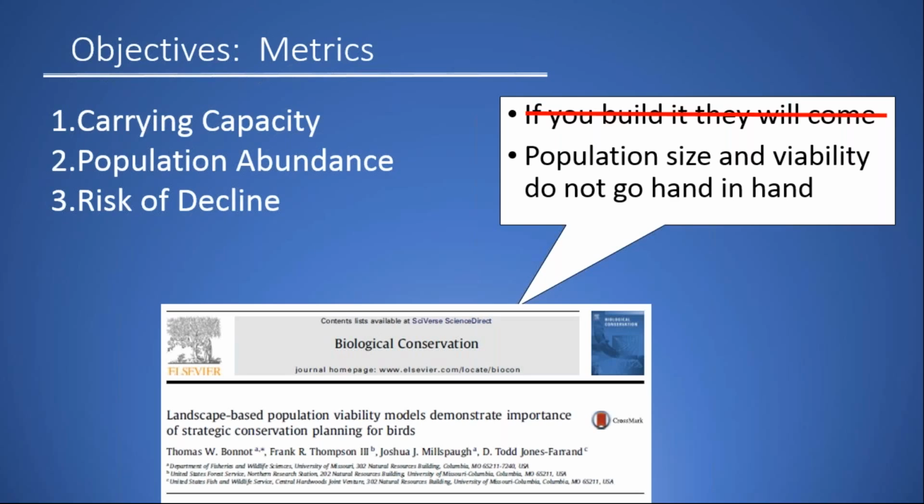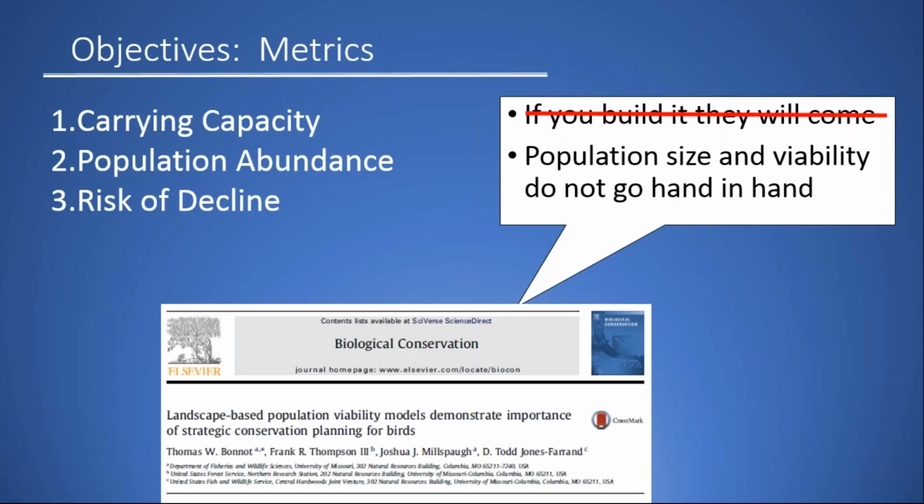Another one that's used is population abundance, right? If we can predict population growth or abundance over time as a result of these scenarios. And then finally, risk of decline. And I'll tell you that I strongly advocated to the team that this be the metric that we focus on, and that's viability, or the idea of risk of decline.